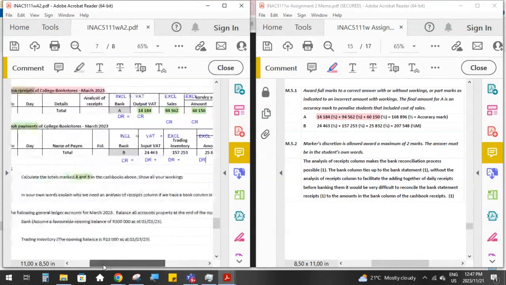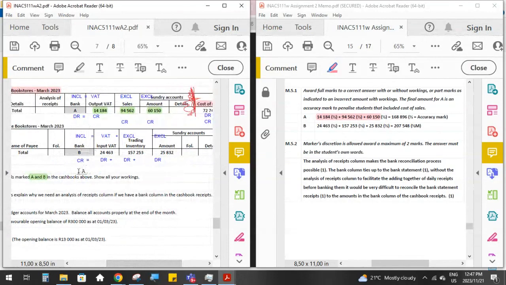So in my cash book payments, bank gets the credit on the left-hand side of the accounting equation. And on the right-hand side of my equation, everything else will be debited. Exact mirror image of my cash book receipts. Cash book receipts, bank asset increases, gets the debit, and then everything on the right-hand side is a liability of some kind or an asset that is decreasing, so that gets a credit. So for B, it's quite simply just 24,463 plus 157 plus 25,8, those three added together equals my value for B.